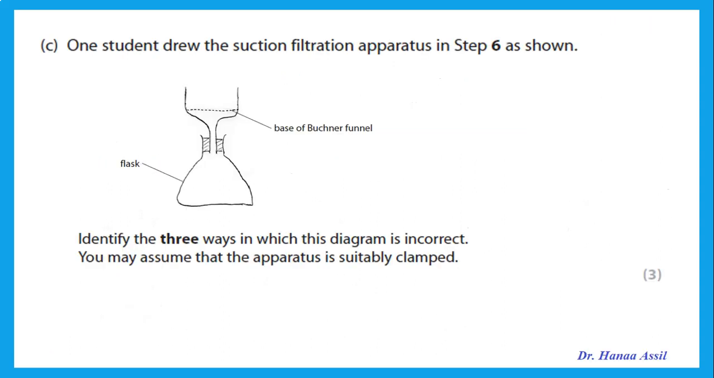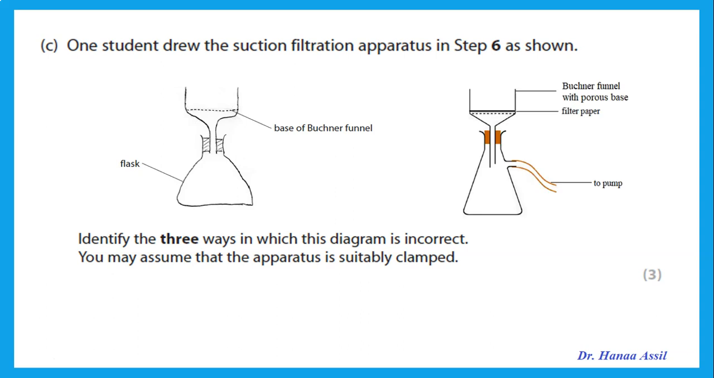One student drew the suction filtration apparatus in step 6 as shown. Of course, this is not an accurate diagram for the use of the Buchner funnel. Identify the 3 ways in which this diagram is incorrect. You may assume that the apparatus is suitably clamped. So what is wrong with this suction filtration apparatus? Of course, this is what it should be.